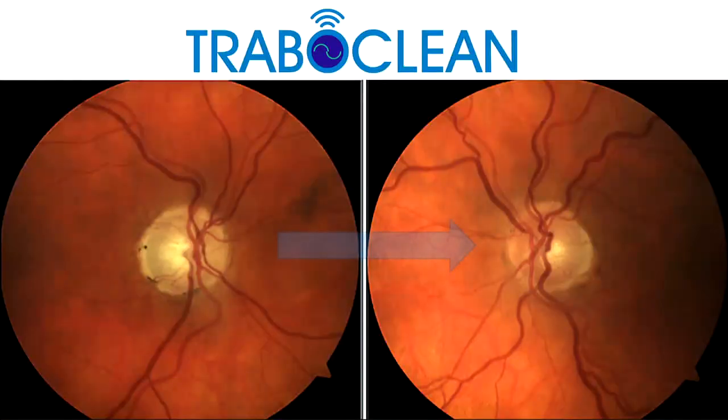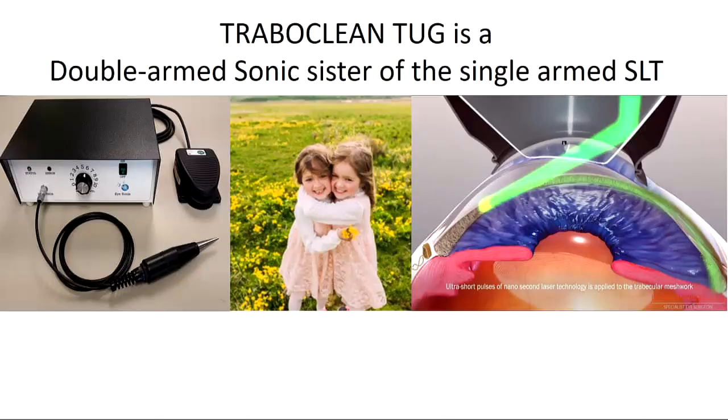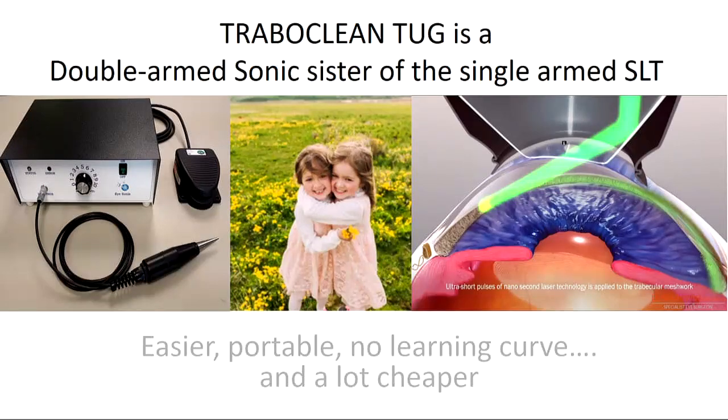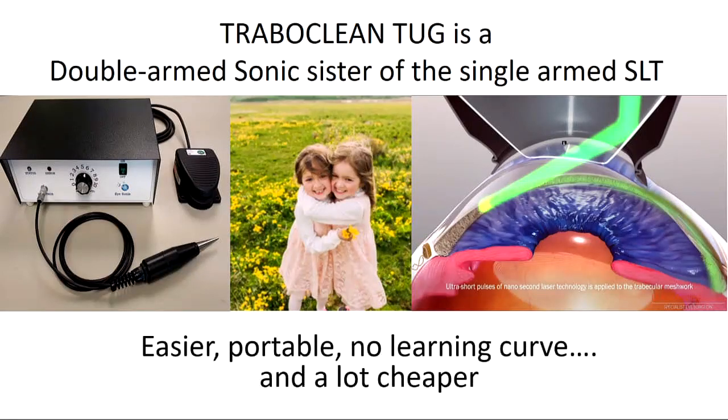TRABOCLEAN is the revolutionary and the only treatment which can reverse the glaucomatous damage. TRABOCLEAN TUG is a double-armed sonic sister of the single-armed slit-lamp laser trabeculoplasty, which is easier, portable, has no learning curve, and is a lot cheaper than the SLT.